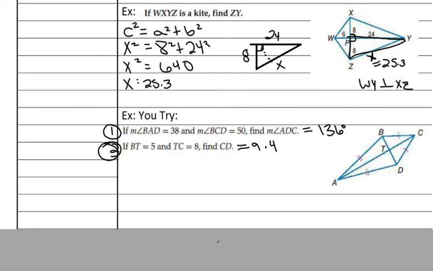And we have a test coming up, so you'll be working on the test review for the rest of the block.